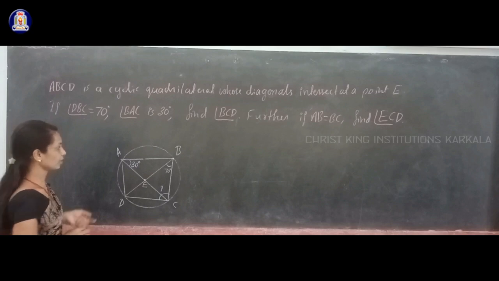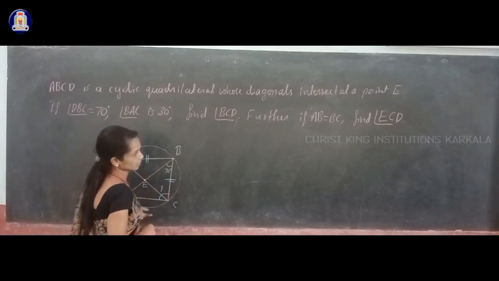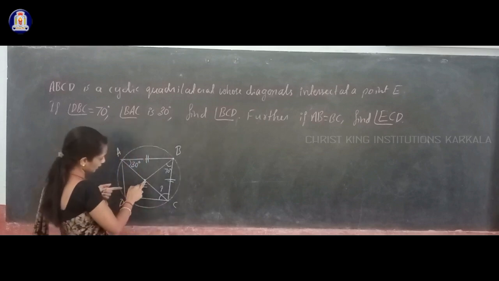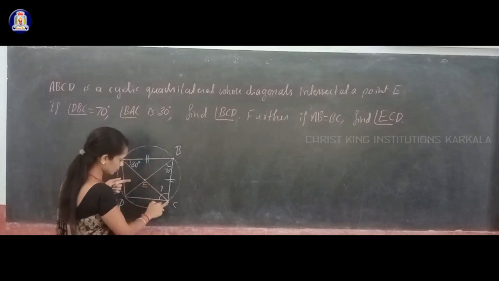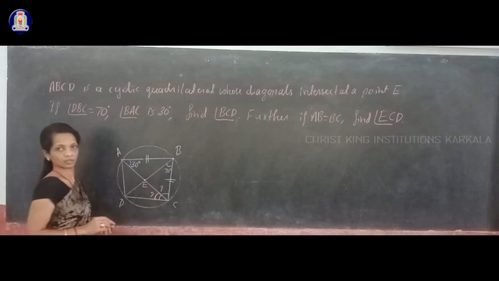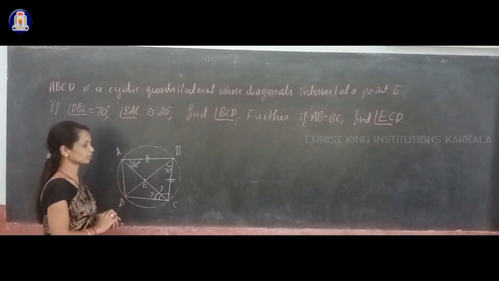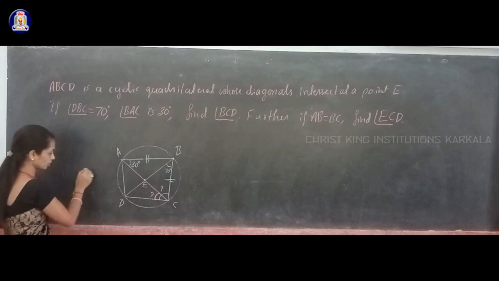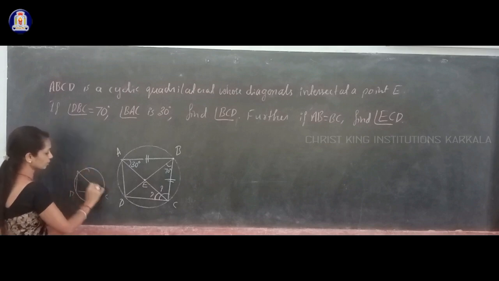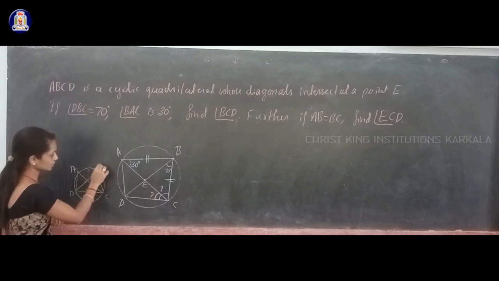And next, if AB is equal to BC, then you are asked to find angle ECD. How to get this angle? Here you have to observe only part of the figure. You have a circle like this, and this is a chord DC, and here you have angle DAC, and this angle is DBC.